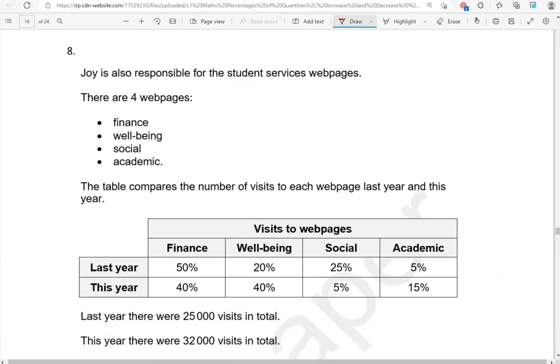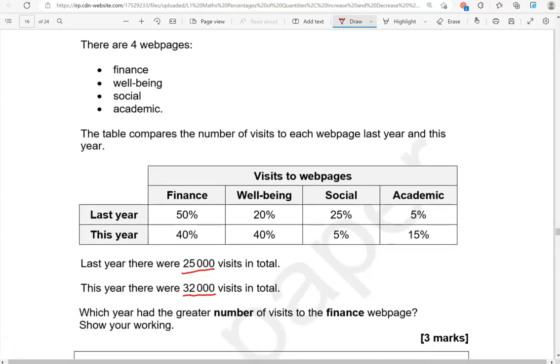Joy is also responsible for the student services web pages. There are 4 web pages: finance, well-being, social, academic. The table compares the number of visits to each web page last year and this year. We've got visits to web pages last year, this year, by percentage. Last year there were 25,000 visits in total. This year there were 32,000 visits in total. Which year had the greater number of visits to the finance web page? Show your working. So this is the finance web page.